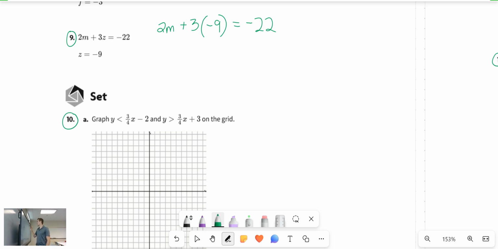And now our first step is to simplify. So we have 2m plus 3 times negative 9, which is negative 27, and that is equal to negative 22. Then we're going to add 27 to both sides, because if we add 27 to the left side, it'll go away. So add 27 to both sides.